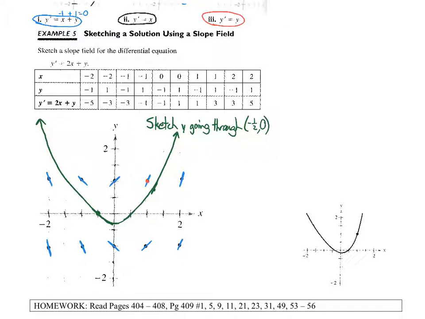Here's 1, 1. Mr. Dixon, why did you sketch it going through -1/2 and 0? I just picked a point. We could pick any point and use this slope field to help us sketch it. Okay? So we'd have something kind of like this.